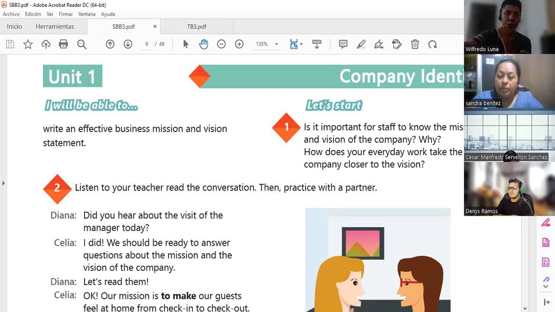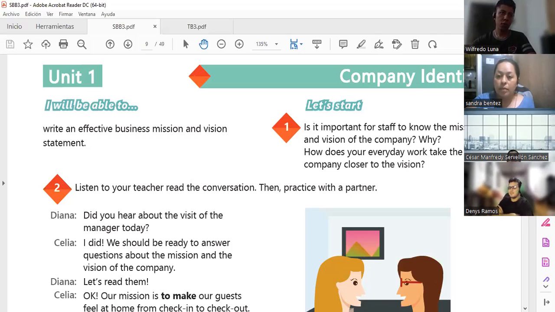Yes, yes, yes. Like you say, it's a column of the company. If you're a column of the company, you have to be very, very knowledgeable about the mission and the vision of the company, why the company exists and where the company wants to be in the future, where they want to be placed in the future. If you don't know that, then you're going to be doing your job, but not according to the company's vision. Very good. Excellent. Okay, Dennis Ramos. Thank you, Sandra. Dennis Ramos, do you think it's important for you to know the mission and the vision of the company and why?